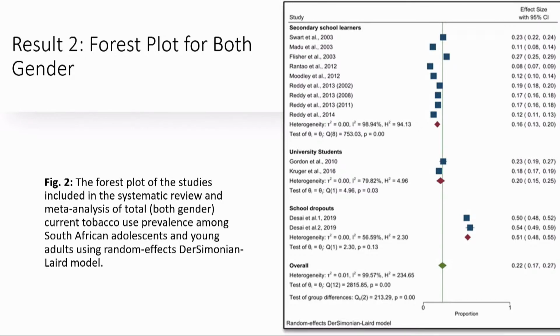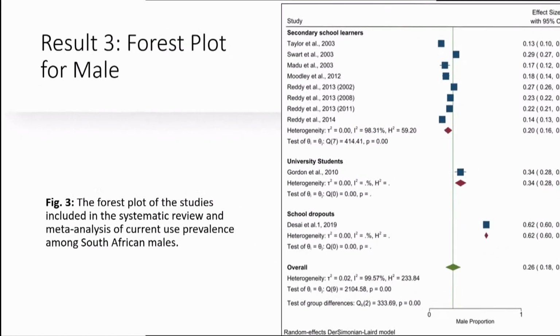Yeah, so this is now the forest plot for both genders. 22% was the aggregated, or pooled, prevalence. For male we had 26%, and for female it was 13%. As part of the results also, the highest prevalence of current use was reported in studies among school dropouts, and the lowest was from secondary school learners.